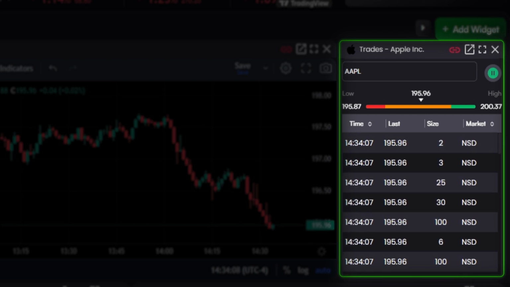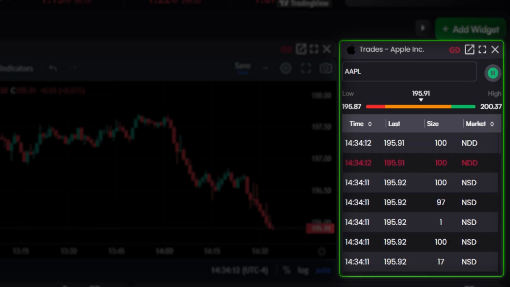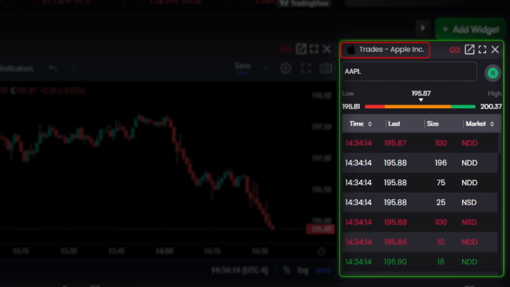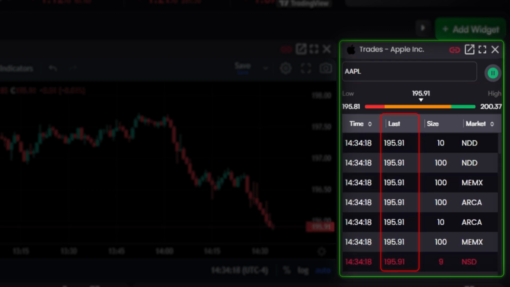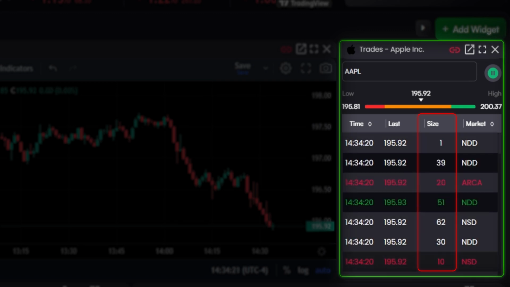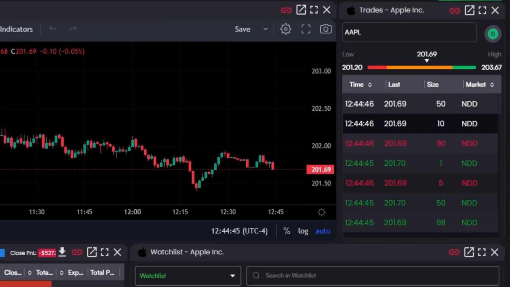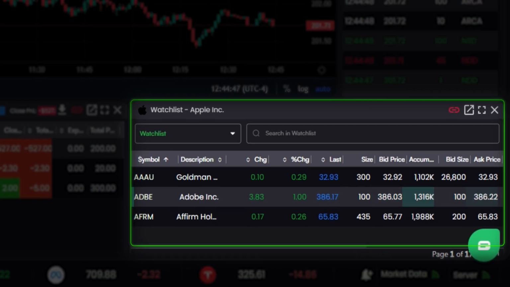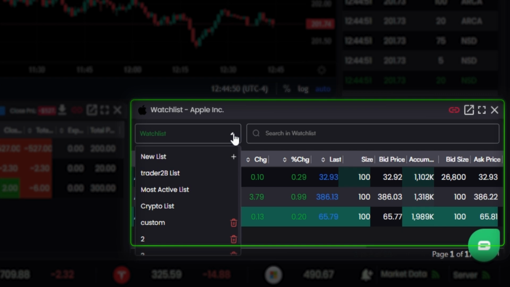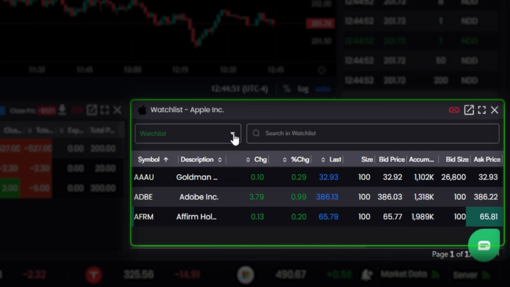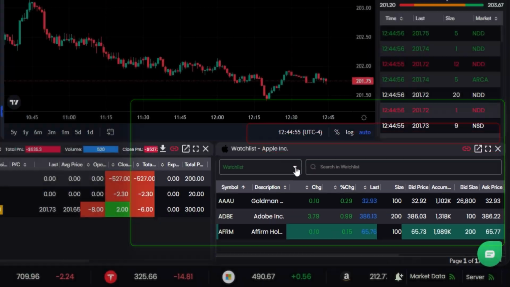Fifth, Trades. This shows all the executed orders from different stock market exchanges: the stock symbol, price, range of the day, time the order was executed, price the order was executed at, volume or size of the shares traded, and the exchange the order was executed at. Sixth, Watch lists. This is a list of symbols of companies that we can trade with. There are a few lists that we can choose from. You can also search for a symbol in the search bar to filter it.